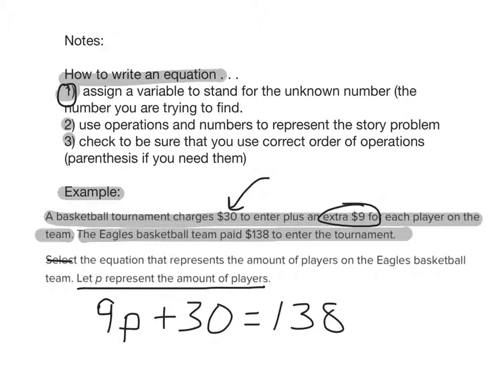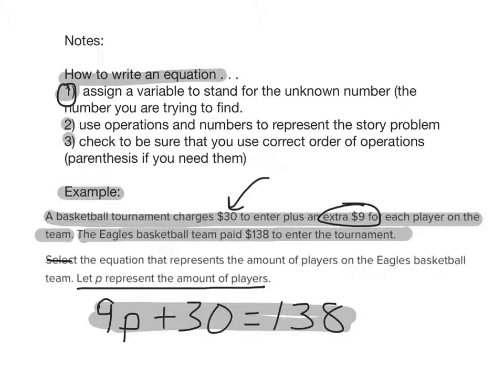Okay, that's the equation. We could solve it, but that's not what this lesson's all about. This lesson is about writing an equation, and that's what this is. The tournament charges this for every team that comes. They take $9 times the number of people on the team, plus a $30 entrance fee. And that team in particular had to pay $138.